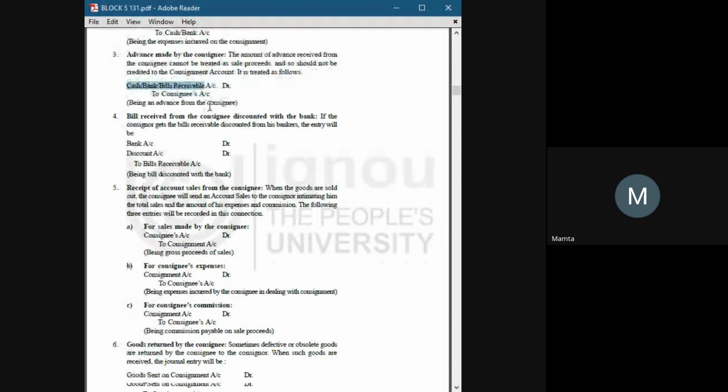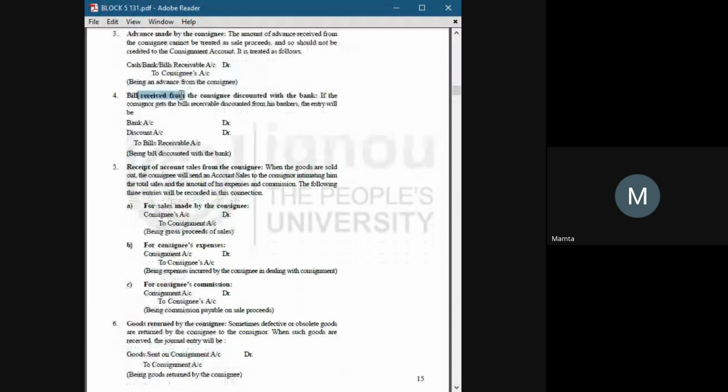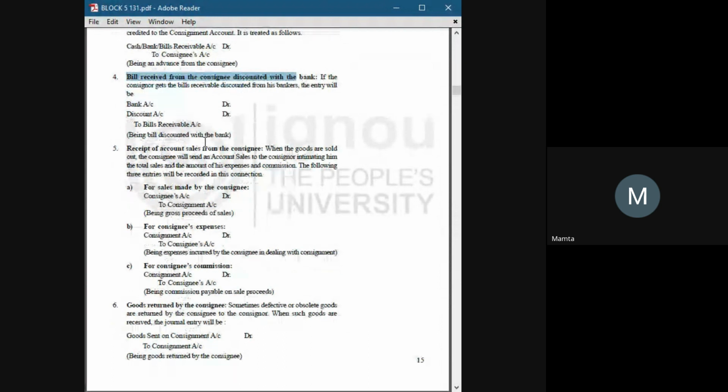Bills received from the consignee discounted with the bank. If we have received bills from the consignee and we discount that bill with the bank, the entry will be bank account debit, discount account debit, to bills receivable. Here we had received the bill, so we debited it. Now we are discounting it with the bank, so we credit it to nullify the effect of bills receivable.